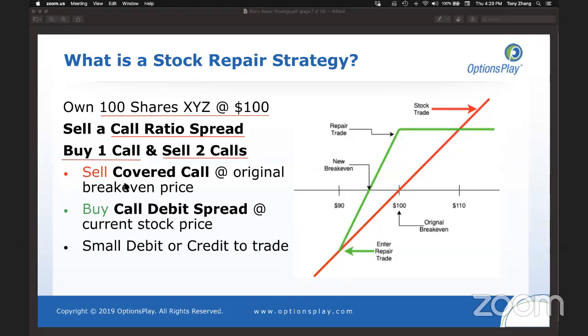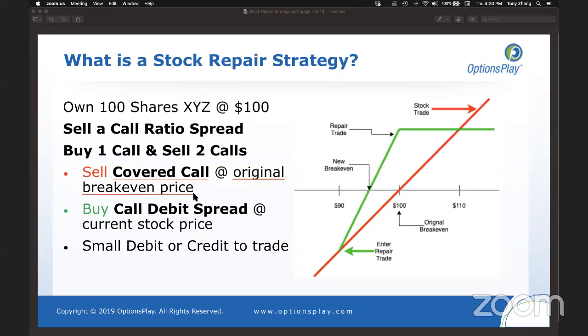So in my opinion, when you think about this particular trade, it's confusing, it's hard to imagine, it's difficult to understand. So I like to break it down into two different components. I like to think of it as selling a covered call on the 100 shares of stock that you own. So I own 100 shares, right? So I can sell a covered call against that 100 shares. By selling a covered call at the original break-even price, so if I purchased a stock at $100, I would sell a covered call at the $100 strike price.